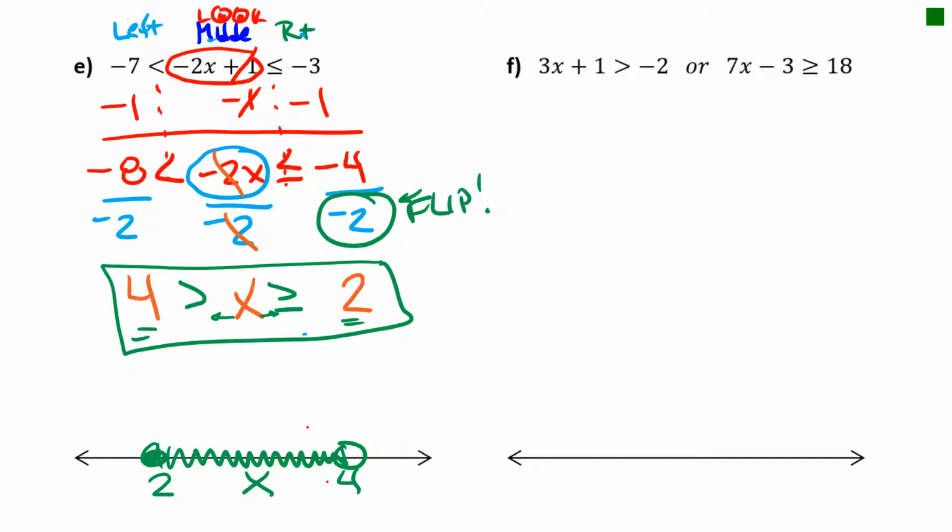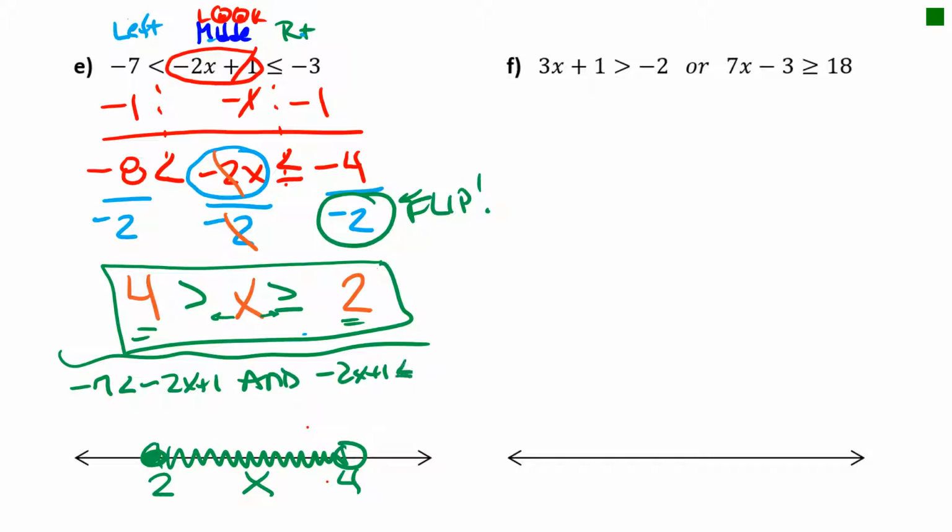You can do it another way too. Probably should have left myself a little more room. I'm going to try to lasso this. Can I do that? Nope, I can't. Guess what, guys? This isn't OneNote. What a goober, huh? All right, so the other way to do that is to separate the problem and make it -7 is less than -2x plus 1 and -2x plus 1 is less than or equal to -3. You know what? Well, just write that down. Put that in your book, and we'll talk about that in class, okay? Crazy woman, I should have left room.